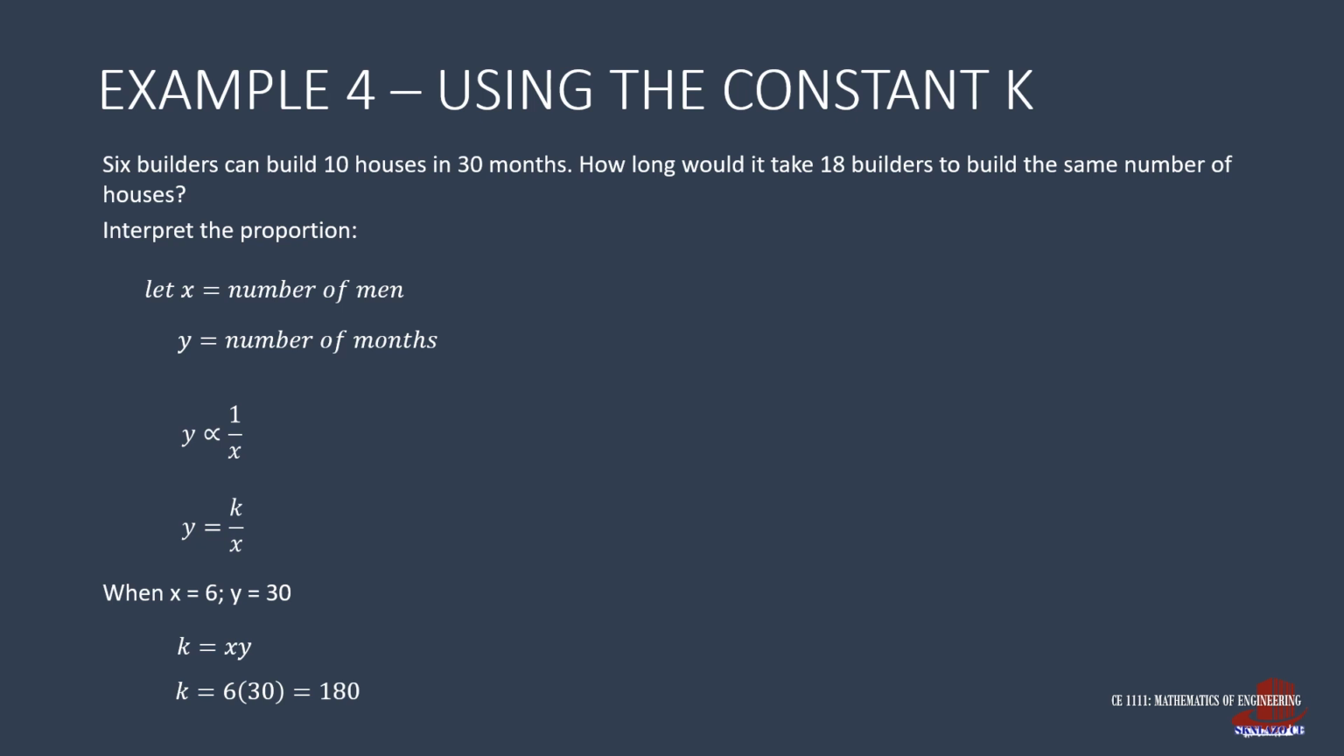So k is 6 times 30, which is 180. The working equation is then derived as y equals 180 over x. For the second case, it was proposed to employ 18 builders. So we place 18 as x in the equation. That makes y as 180 over 18, which makes y as 10 months.